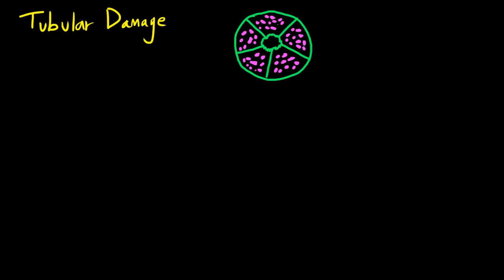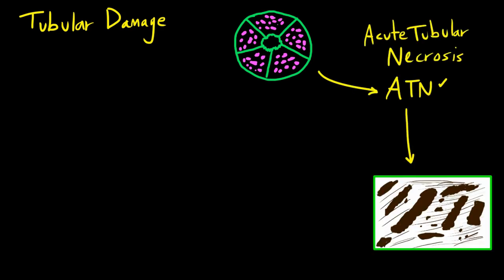And so because of this high energy requirement, in order to do its job, it's very sensitive to ischemia as well as other toxins. So when there's acute tubular damage, acute tubular necrosis can occur. And so for short, we call this ATN. And so on urine microscopy, what you see is muddy brown casts.